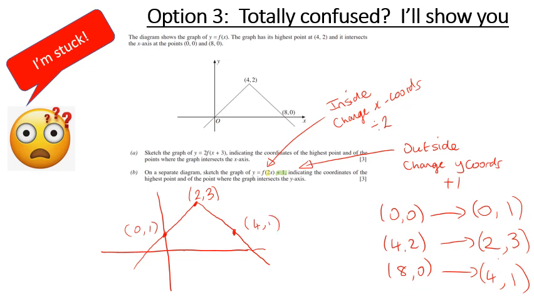Now I'm just going to double check that I've marked off everything they asked for. So they asked me to indicate the coordinates of the highest point. Well, that's the 2, 3, so that's already done. And the point where the graph meets the y-axis. Well, I've done that one, it's 0, 1. I've put on an extra point, 4, 1. They haven't asked me for it, but I'm not going to lose marks for giving extra information. As long as I've got the 2 things they asked for, then I know I'm going to get the full marks.